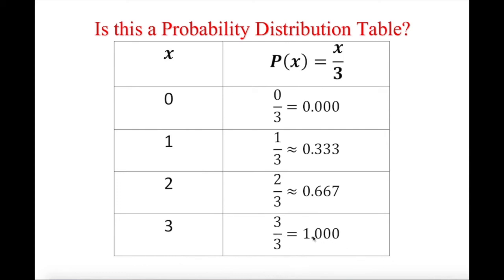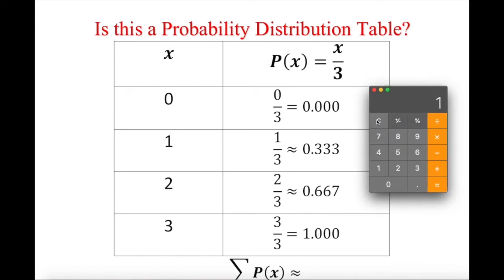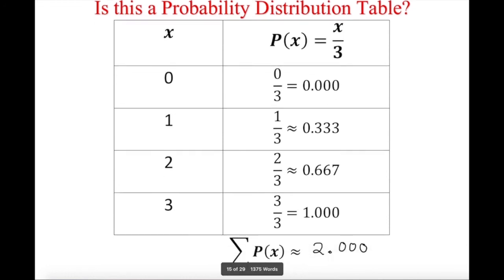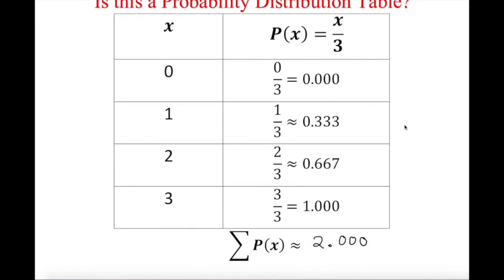So clearly you see it's not going to be a probability distribution. Why? Because this is already 1, so it's more than 1 actually. If we plug this in a calculator, we are going to get something bigger. So how do we get something bigger? Let's take a look here. It's 0.333 plus 0.667 plus 1, you see, is 2. So 2 is not an acceptable answer. So this is 2.000. Therefore, this is not a probability distribution table.